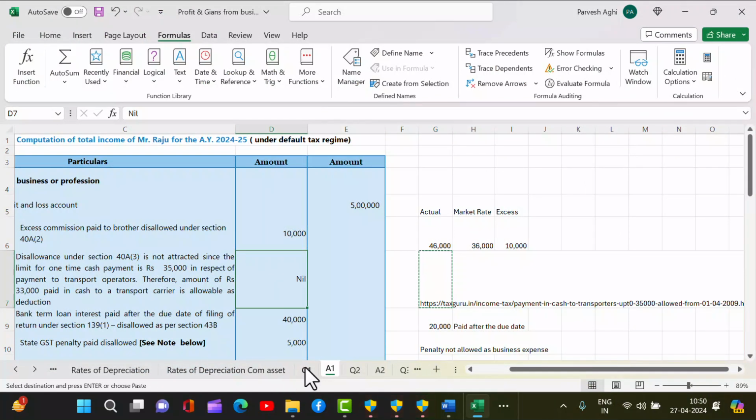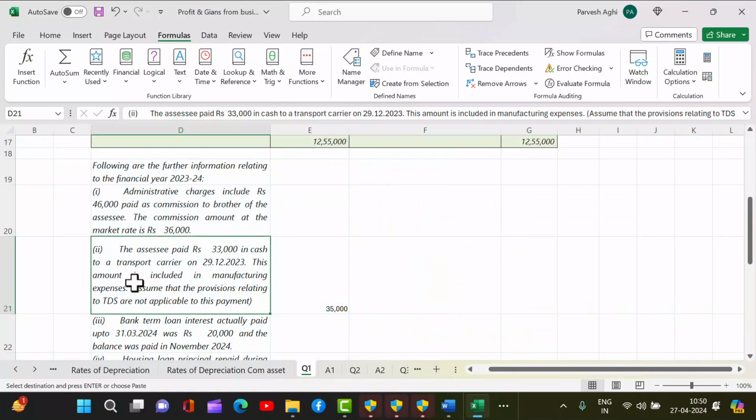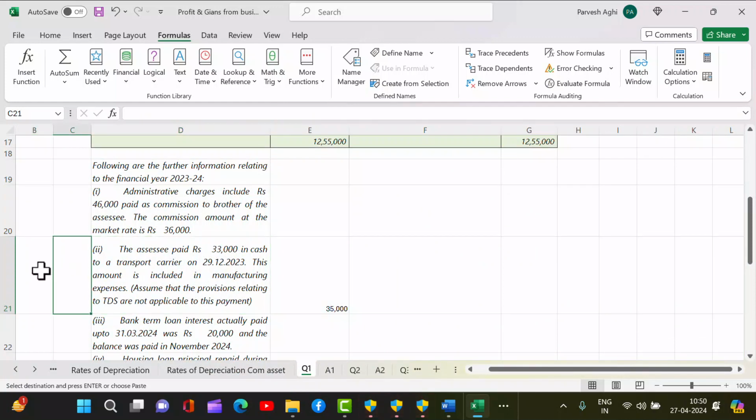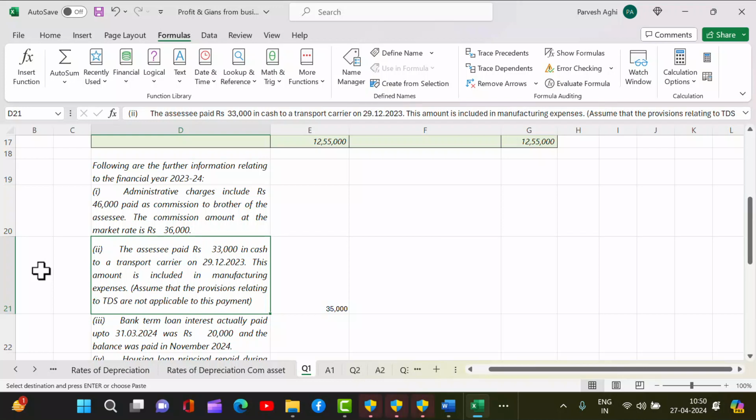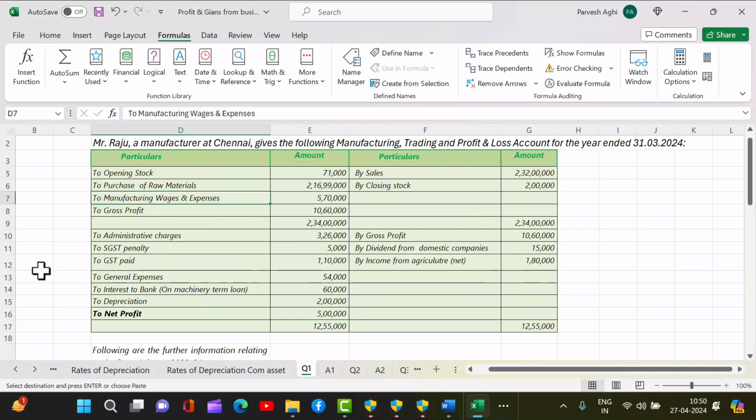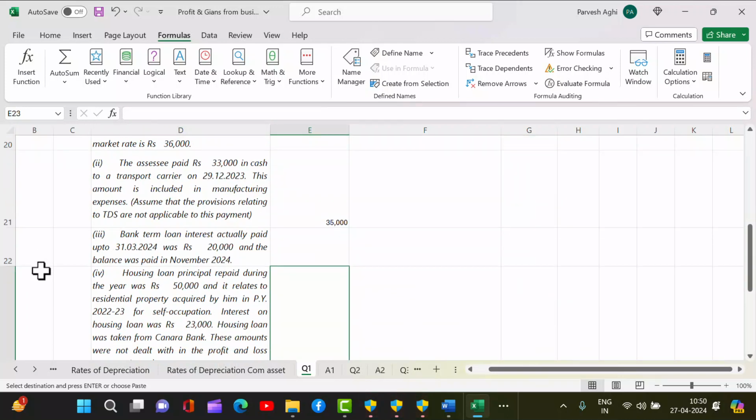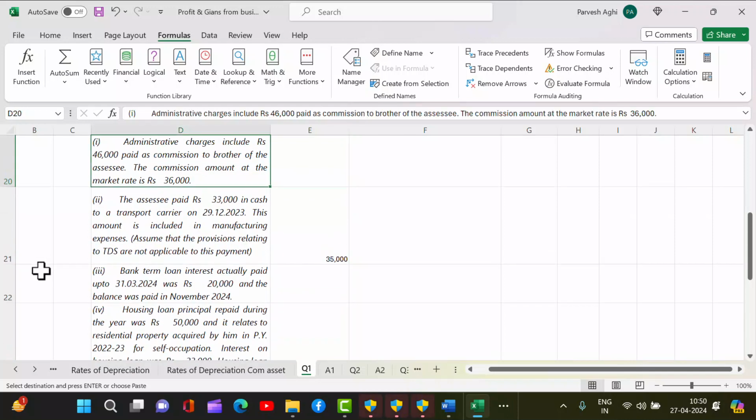Let's go to the question. So now tell me this, what will happen? Read this again, Kishore. The SSE paid rupees 33,000 in cash to a transport courier on 29/12/23. This amount is included in manufacturing expenses. So manufacturing expenses are given here, which includes this expense of 33,000. So will it be allowed? Yes, it is allowed. So we are going to ignore this.